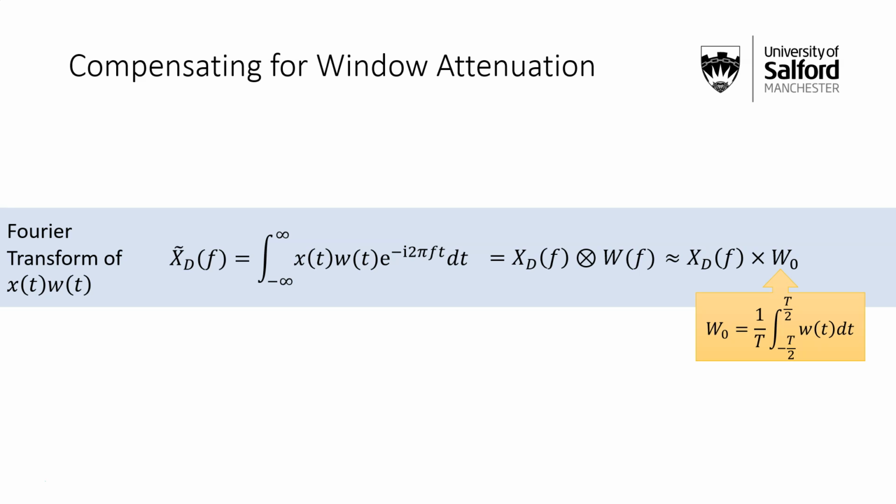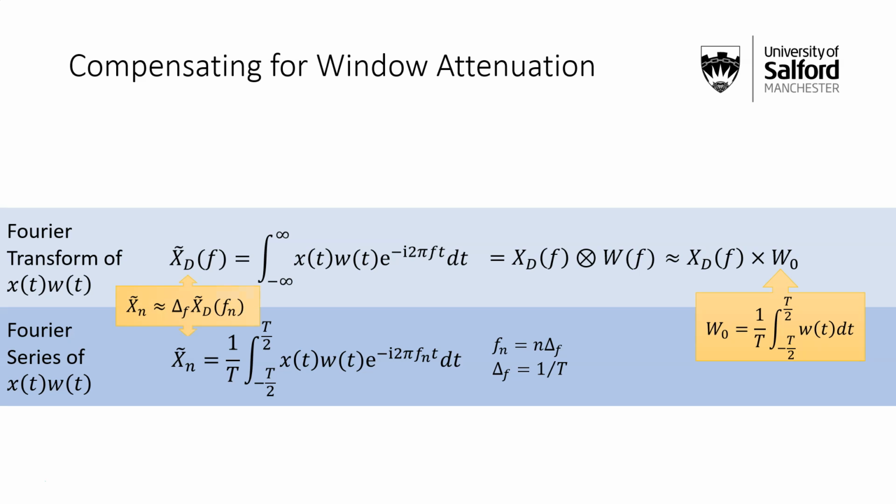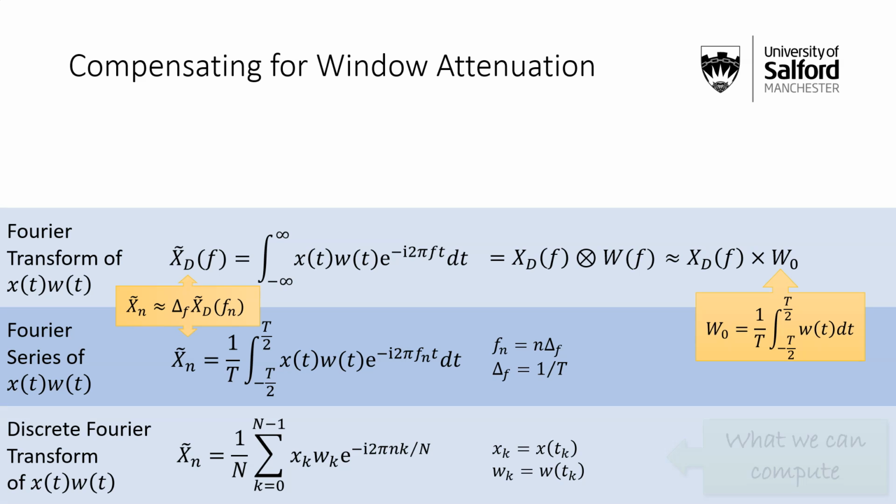And then we look at what we might compute, which is a Fourier series of x(t) w(t). And this is what we've seen before, just the relation relating those two that we saw in the last lecture. And finally, down the bottom, we have the thing that we would actually compute, which is the discrete Fourier transform of the sampled version of x(t), which is x[k]. And here we've also got a sampled version of the window, w[k]. So we can take that and we can work out X_n tilde.